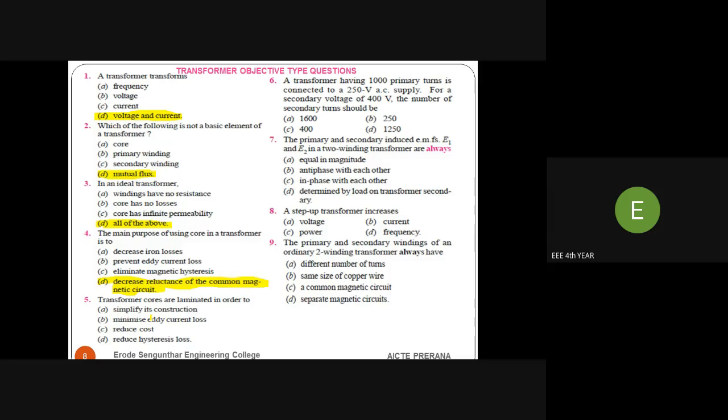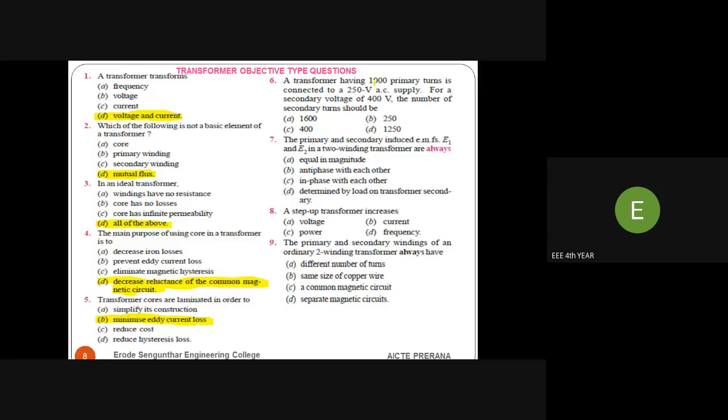The transformer cores are laminated in order to: simplify its construction, minimize eddy current losses, reduce cost, or reduce hysteresis losses. Minimizing eddy current losses is the correct answer. Yes, the purpose of lamination is to reduce the eddy current losses.